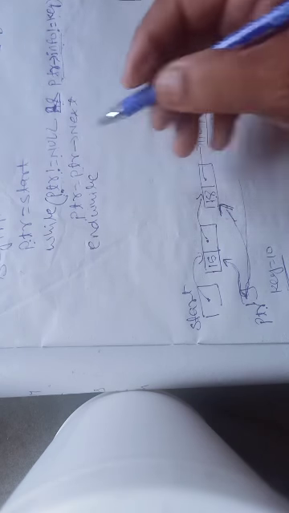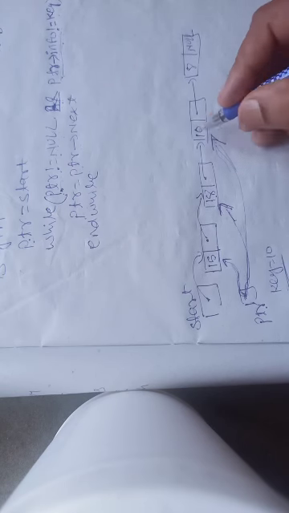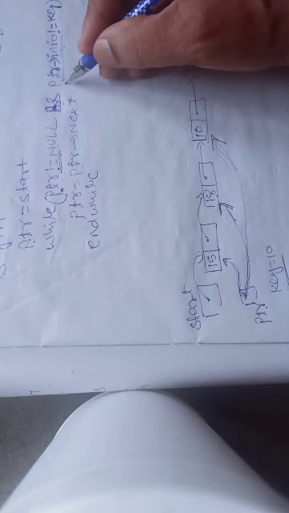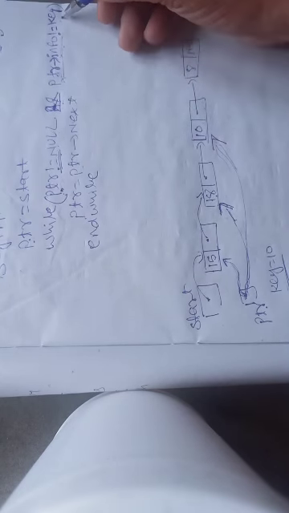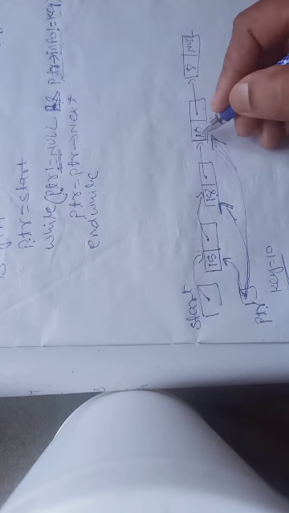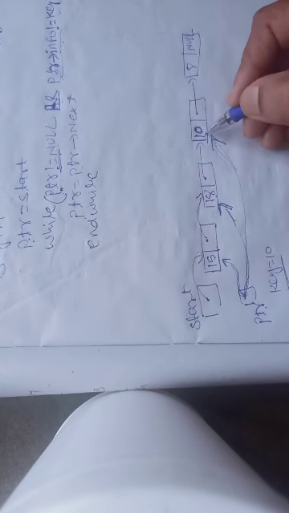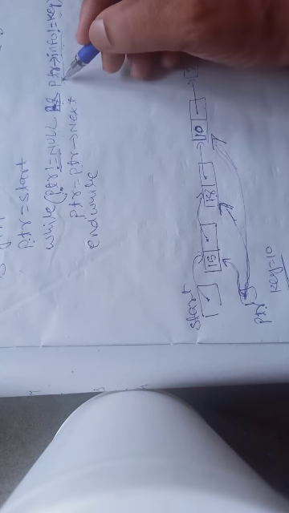PTR not equal to null. Yes, PTR is right now not equal to null. PTR has not reached null because this is the third node, so this will be true. And PTR of info not equal to key is given, but here the info part is 10, my key value is 10, so now PTR of info becomes equal to 10. So this condition becomes false, and we found the key in the info part.